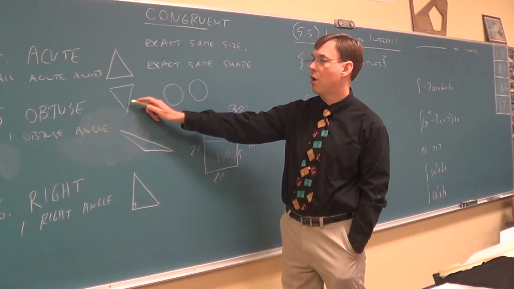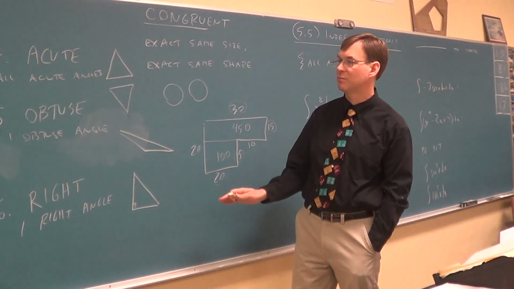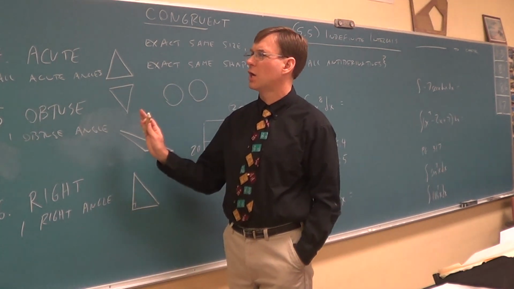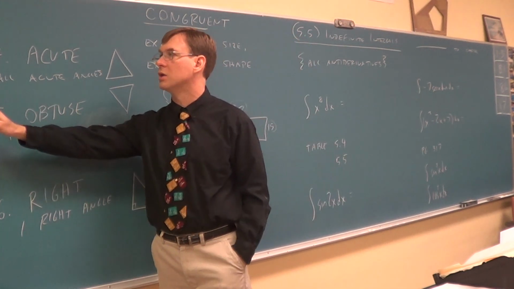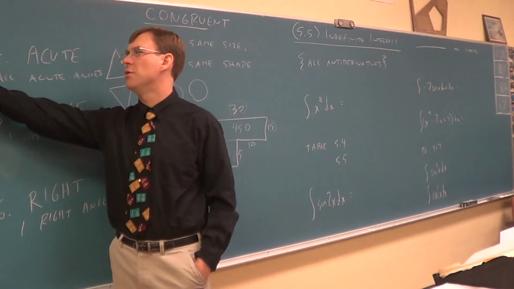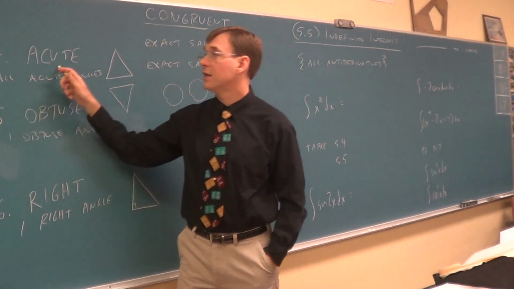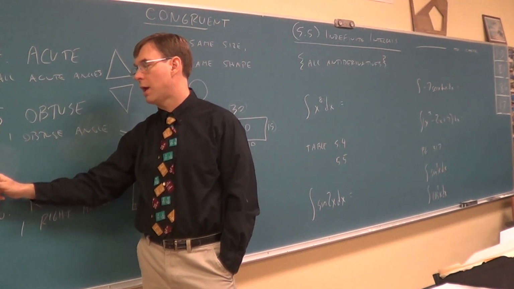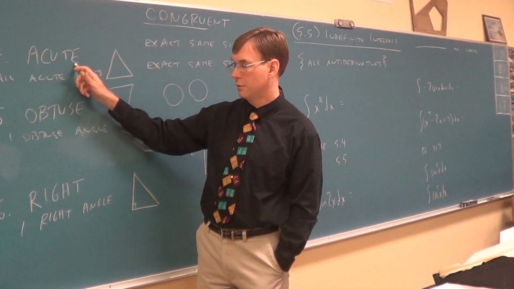But those are congruent because they're the exact same shape, they're the exact same size. In an interesting twist also, every triangle belongs to 2 words. So when I drew you this one to show you isosceles, that's also an acute. When I drew you this to show you equilateral, that's also an acute.